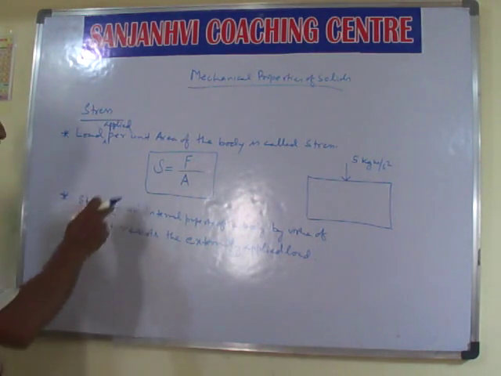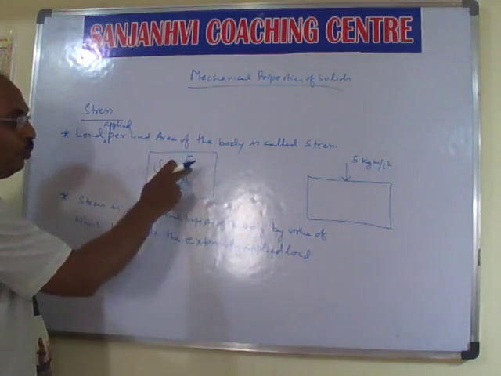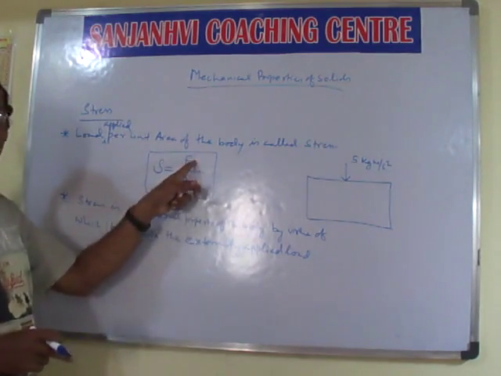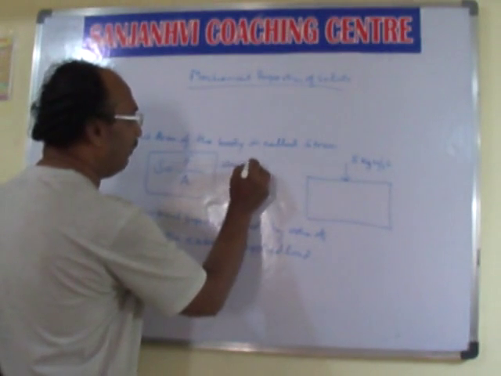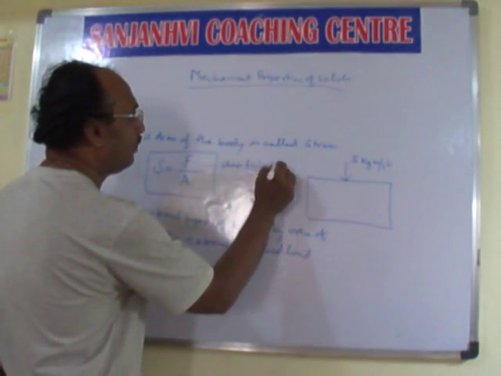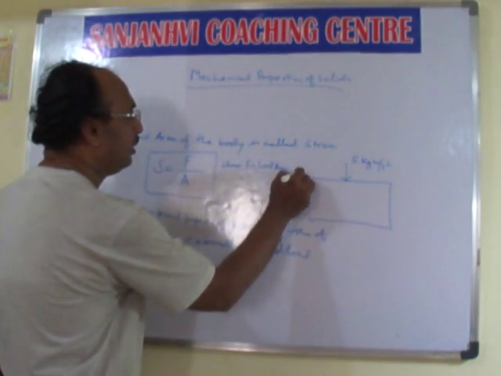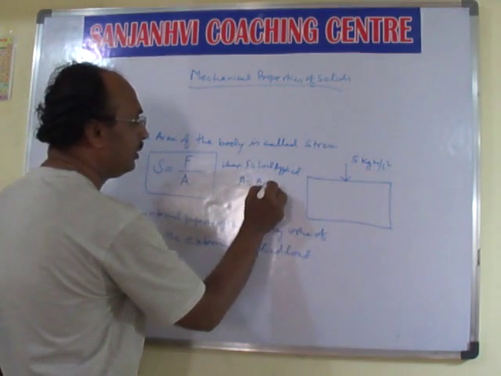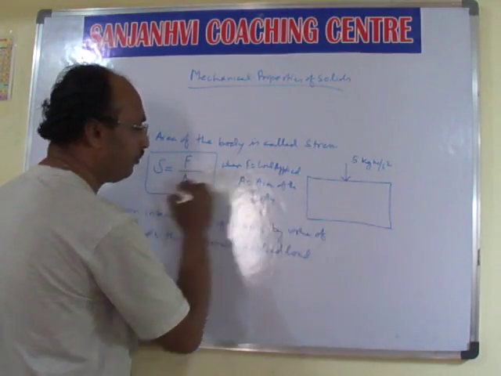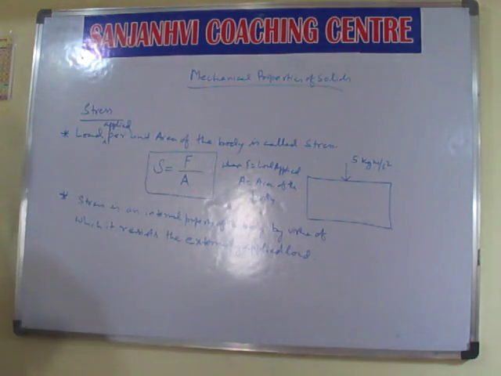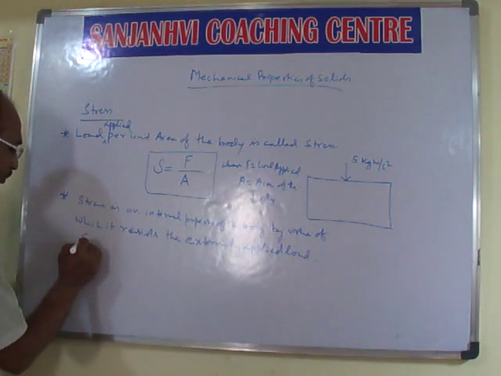Understood? And it is calculated by force per unit area. So force is nothing but load applied, where F is equal to load applied and A is the area of the body. Understood now? Right.